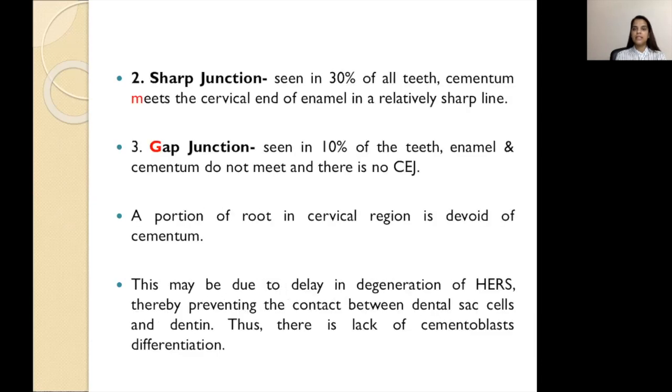The sharp junction, seen in 30% of all teeth: cementum meets the cervical end of enamel in a relatively sharp line. And the gap junction, seen in 10% of the teeth: enamel and cementum do not meet, and there is no CEJ. A portion of root in the cervical region is devoid of cementum. This may be due to delay in degeneration of Hertwig epithelial root sheath, thereby preventing the contact between dental sac cells and dentine. Thus, there is lack of cementoblast differentiation. So remember the three types of junctions.